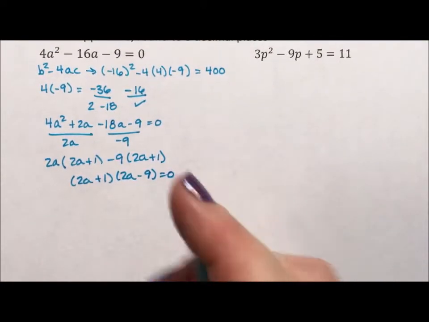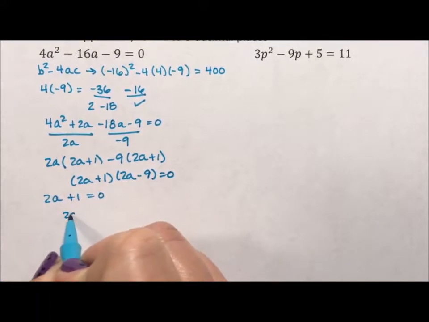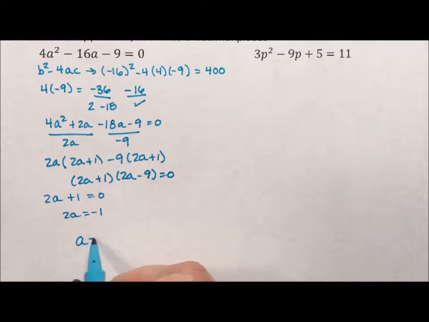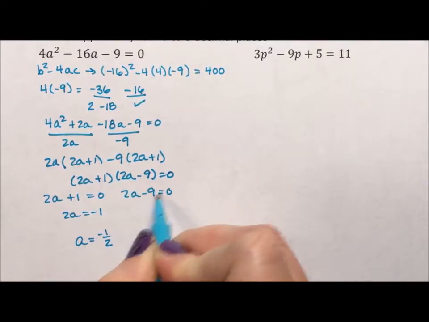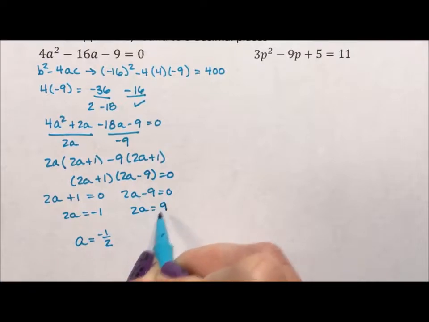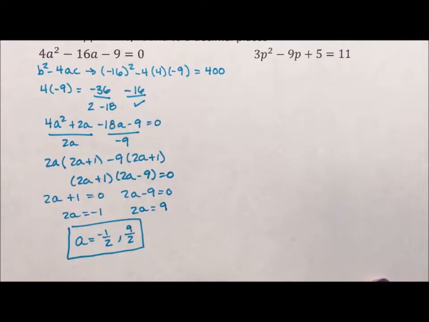And so then 2a plus 1 equals 0 when 2a is negative 1, or a is negative 1/2. 2a minus 9 equals 0 when 2a is equal to 9, or a is equal to 9/2. And I have my two solutions. I could have used the quadratic formula.